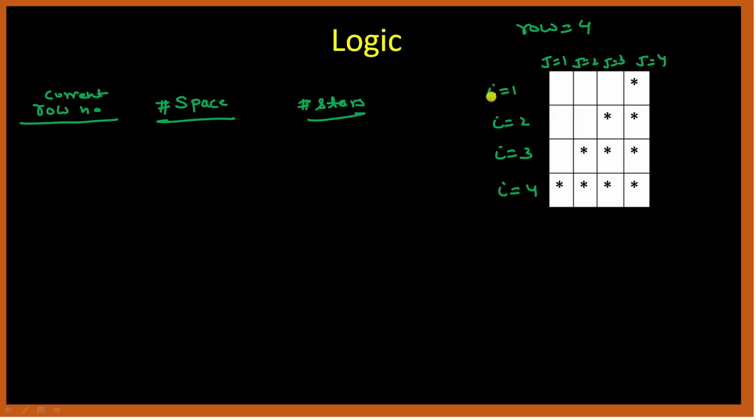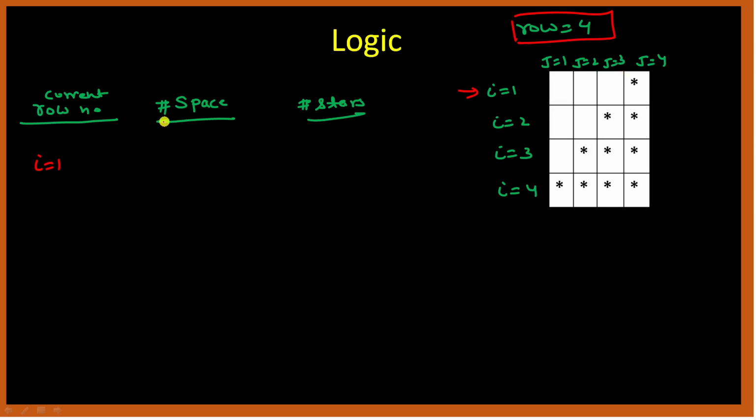So here I have written everything. Now let's see. We are at I equal to 1, for the first time. That is row number 1. This is my current row number. Now I have to see how many spaces and how many stars are there. In this particular pattern, how many rows will be given by the user? 4. That's why there are 4 rows.